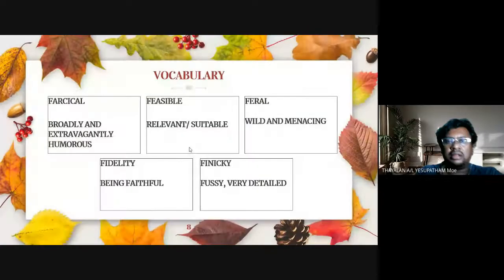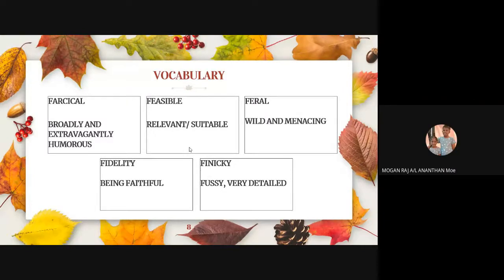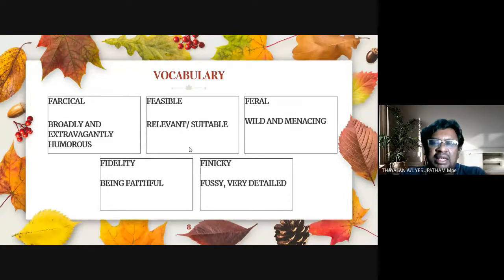All right, now vocabulary. The first word, farcical, broadly and extravagantly humorous, very funny. Second one, feasible, relevant, suitable. Third one, feral, wild and menacing. Fourth one, fidelity, which is being faithful. And the fifth one, finicky, which means fussy, or very detailed.